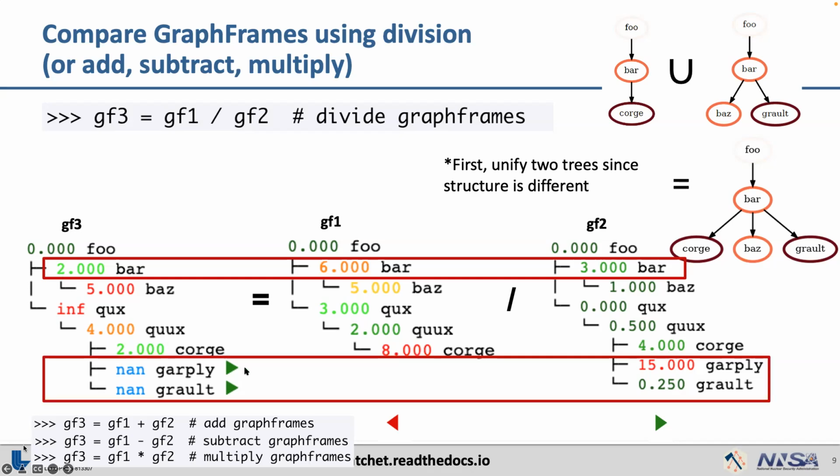And if we look at another set of nodes that are in GF2, such as maybe the MPI nodes that are only contained in your right graph, when we perform this division, we're going to enter in a NaN because it says, hey, we can't do this division. And we're going to annotate the nodes in the resulting graph frame to indicate which graph these nodes originated from. So here in this case, our Garpley and our Grout nodes only existed in the right graph. So we indicate that by this green arrow that's pointing to the right.